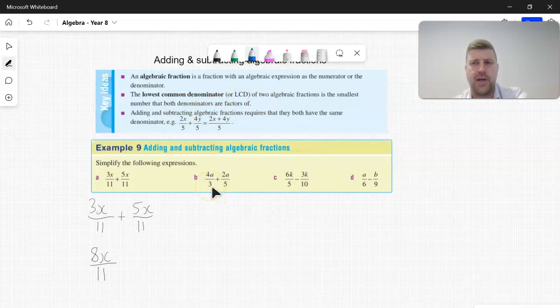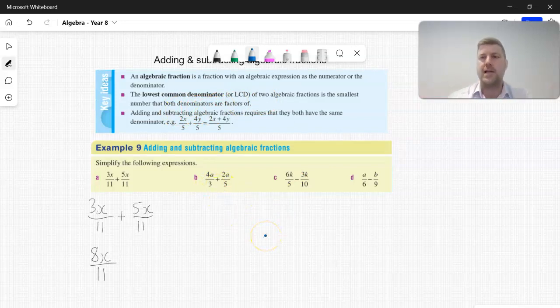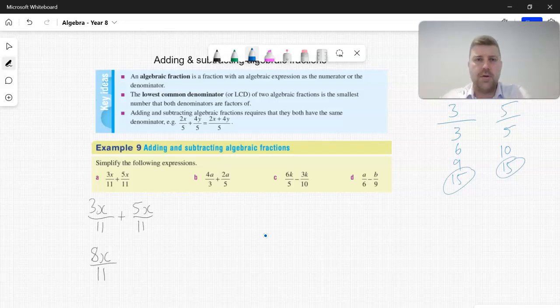So I've got to think of factors of 3, and I've got to think of factors of 5. So if I wanted, I could start listing multiples of 3. Multiples of 3 are 3, 6, 9, 12, and 15. I'll stop there, and you'll see why in a second. Multiples of 5 include 5, 10, 15. So here is my lowest common denominator, 15. So I'm going to rewrite these fractions here with denominators of 15.